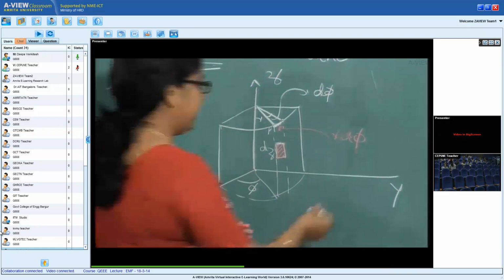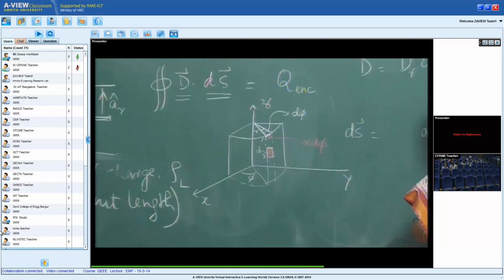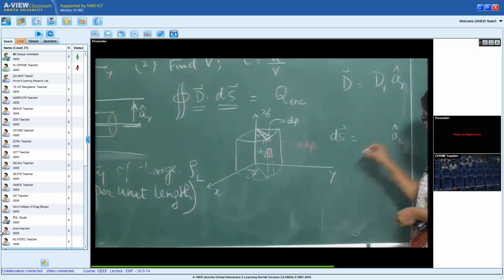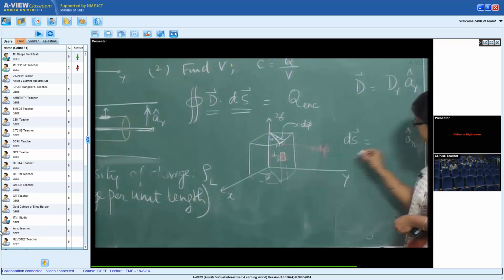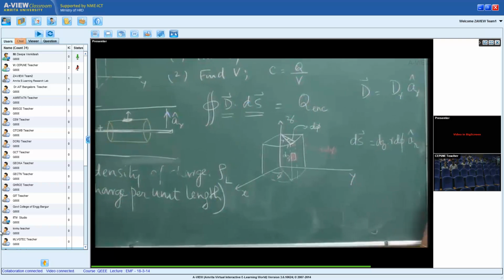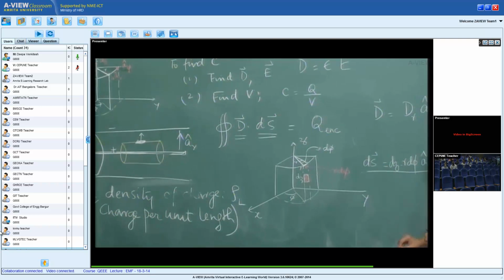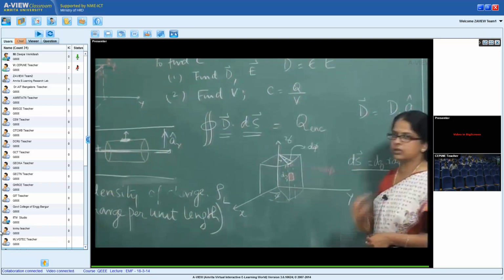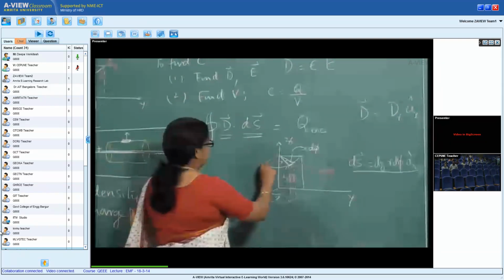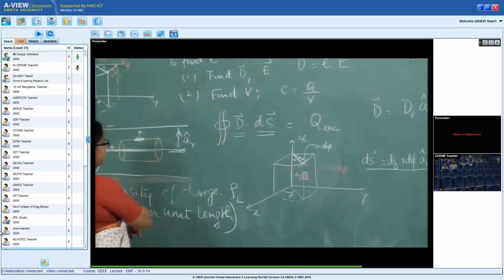So my elemental area ds has a magnitude and a direction AR. The magnitude is the area of this, which is length times r d phi. Alright, so this is my ds. So I know what D and ds are, so I can now use Gauss law. And this is the section of the cylinder in which I am applying the Gauss law.